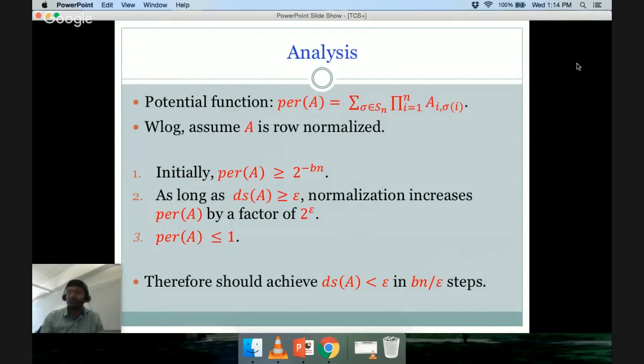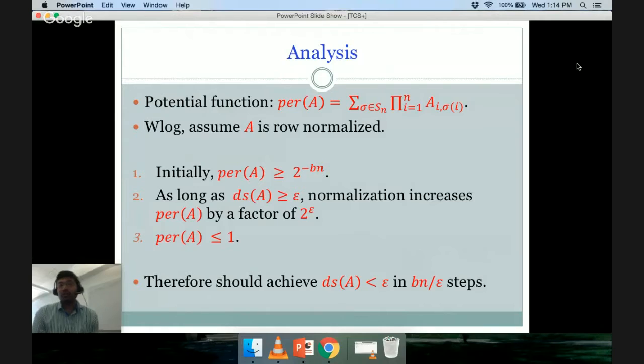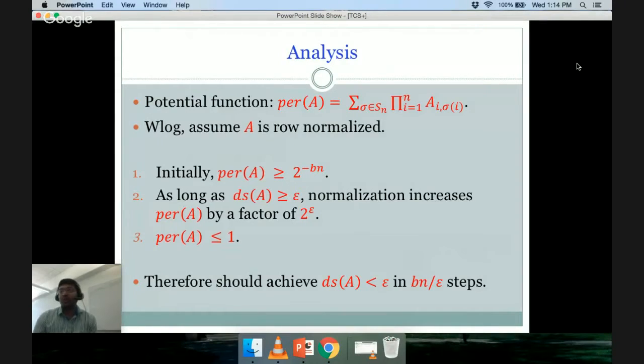Ankit? Yes. Where do you use the fact that A is positive? I guarantee that the initial permanent is at least 2 to the minus bn. Is that enough? Yes, very good question. The question is, does this algorithm converge only if A has all strictly positive entries, or if you have a lower bound on the permanent? It converges if there's a lower bound on the permanent. You don't need all the entries to be strictly positive. You only need the permanent to be positive.